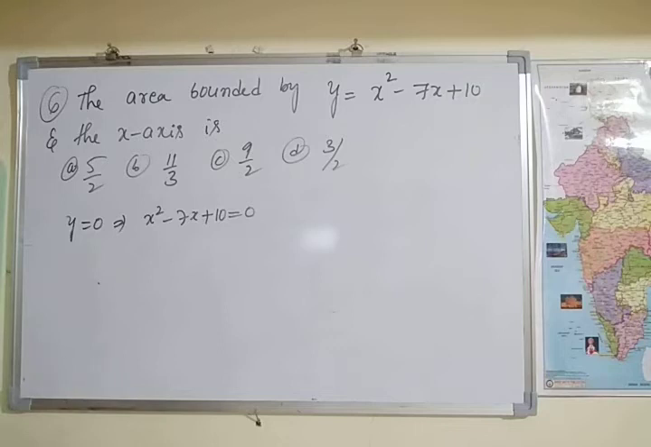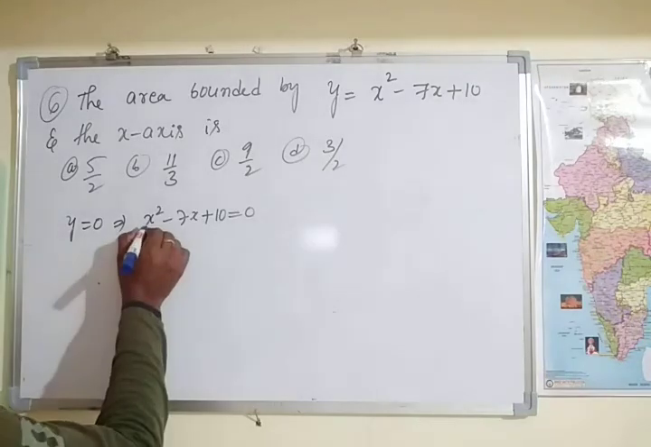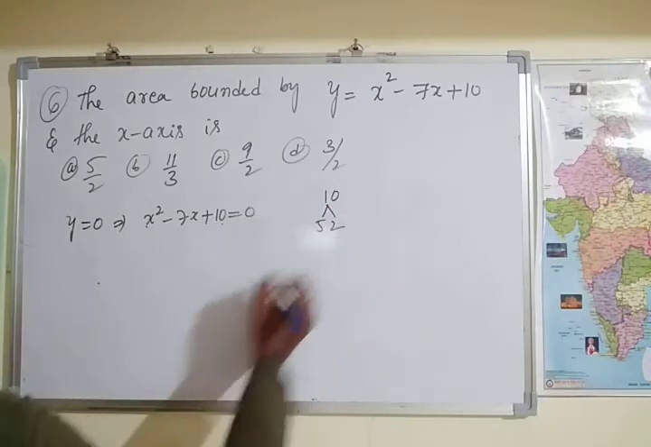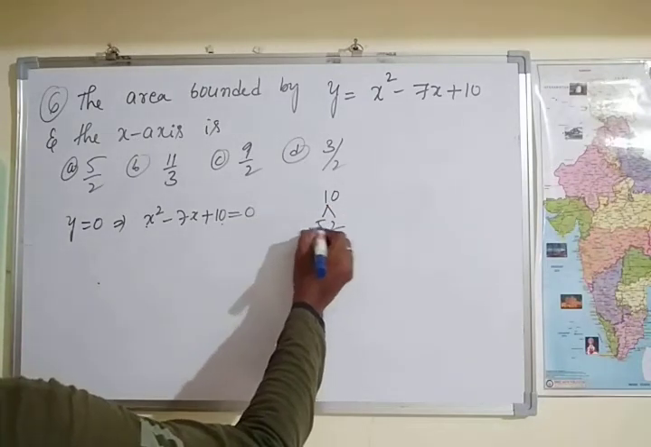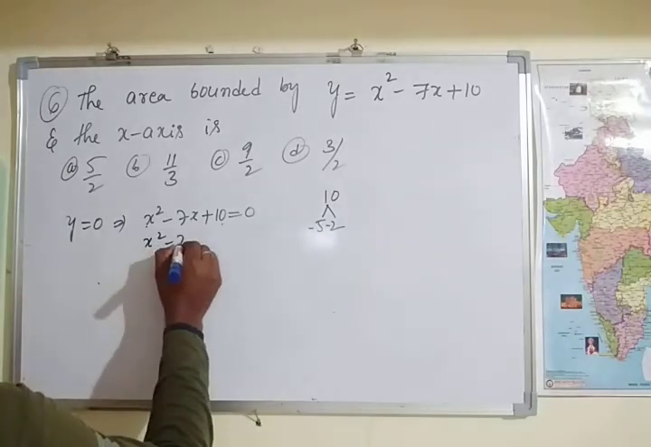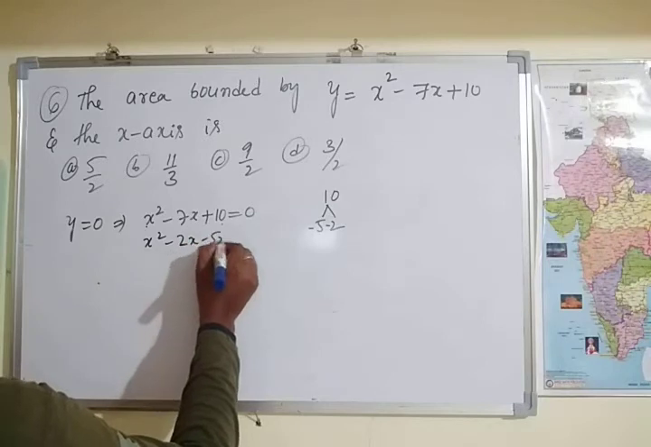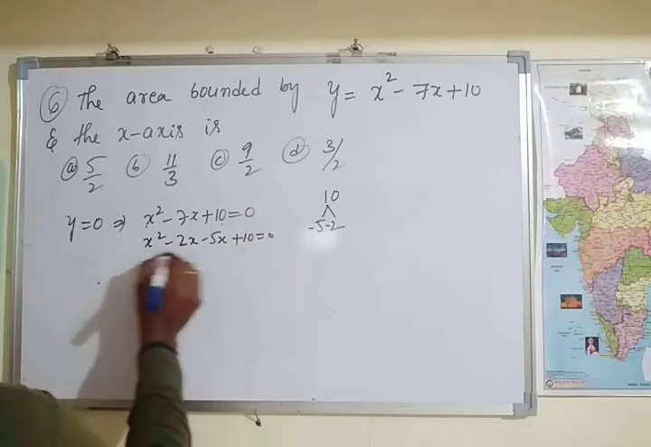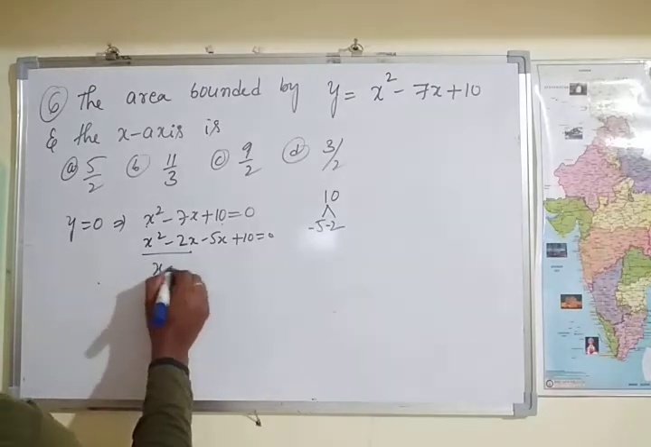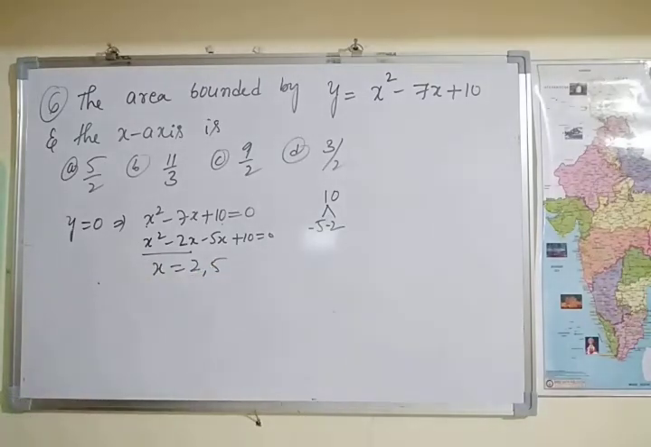The coefficient of x² is 1 and the constant term is 10. 10 can be written as 5 times 2. Adding these with negative signs, −5 and −2, gives −7. So x² − 2x − 5x + 10 = 0. We consider (x − 2) and (x − 5). Here x is 2, 5. So x = 2 and x = 5.